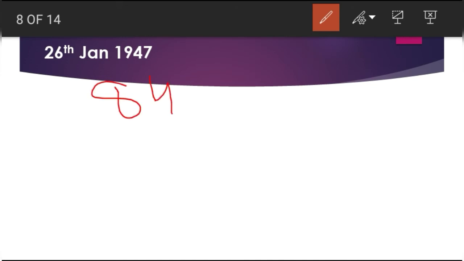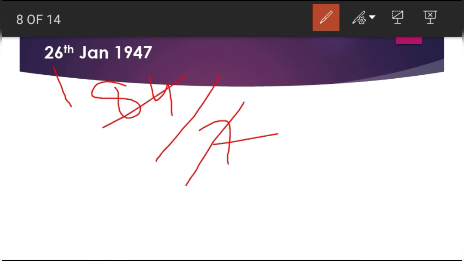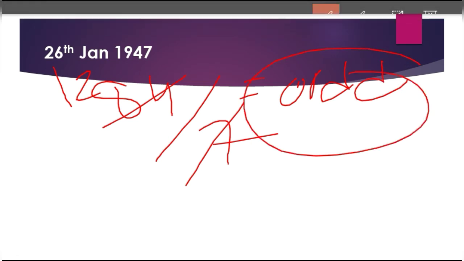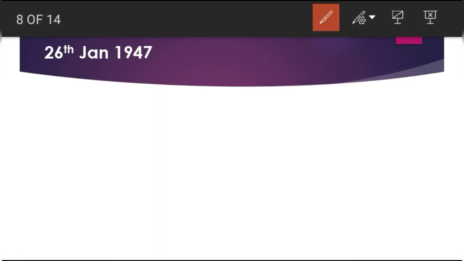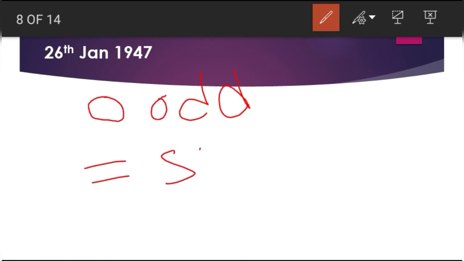Now 84 divided by 7, so that we will have the number of odd days present in this period of time, right? Why should we divide it by 7? Because a week has 7 days. So 7 one time, and 14 two times, which equals 0 odd days. Clear all? Okay, 0 odd days equals Sunday. So 26 January 1947 is a Sunday.